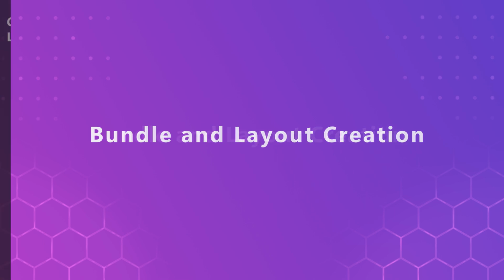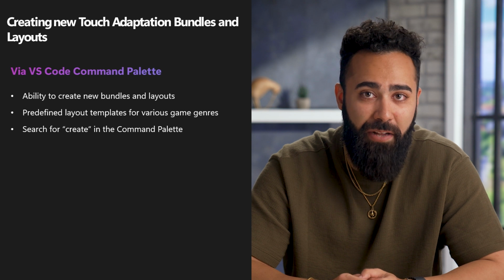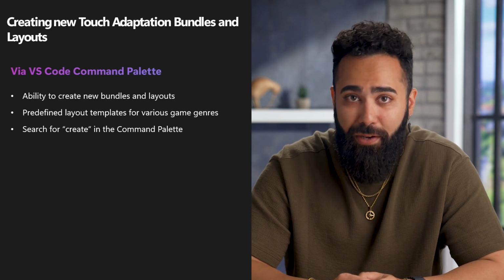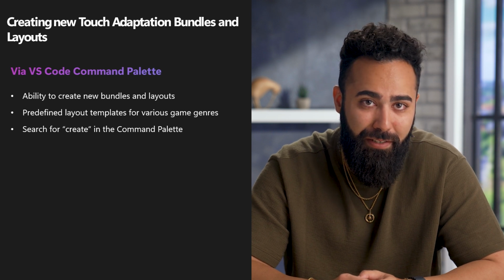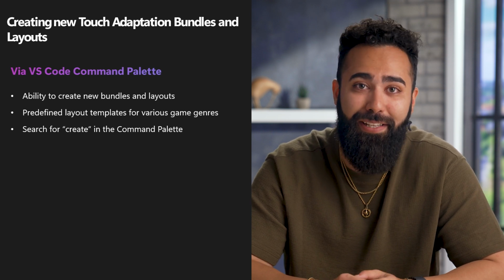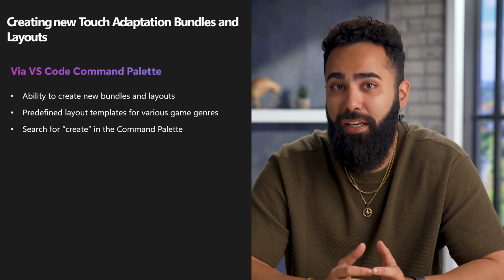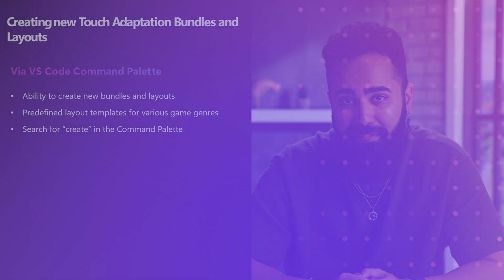With the editor, you can easily create a new bundle, which is a collection of touch adaptation layouts and assets. These layouts are described in JSON files that will render touch controls during a game stream on a player's device. What's really exciting is that you can use predefined templates that match various game genres, making it quick and easy to get started. Let's see this in action.